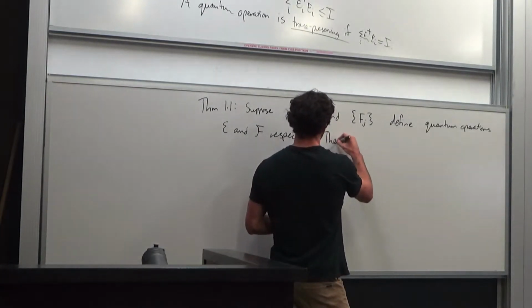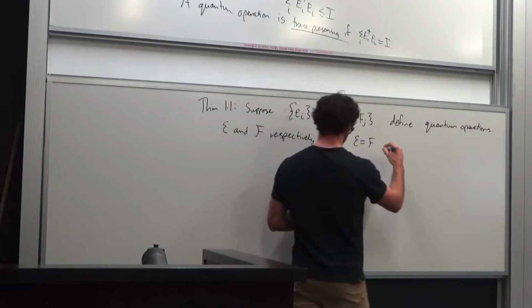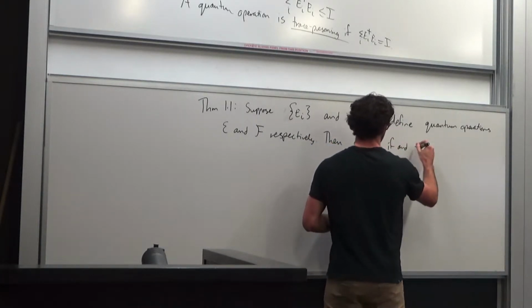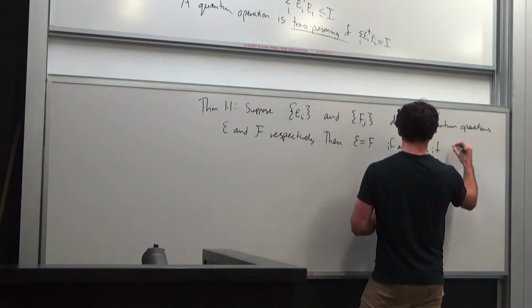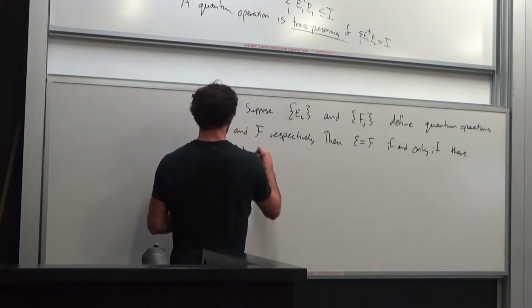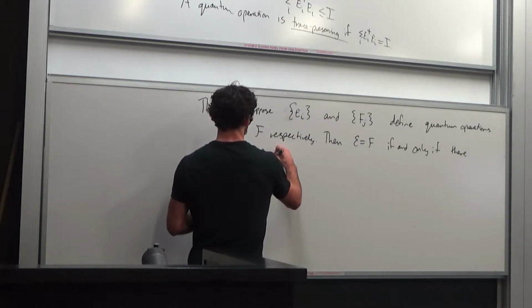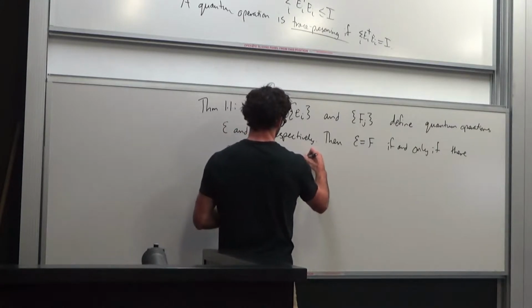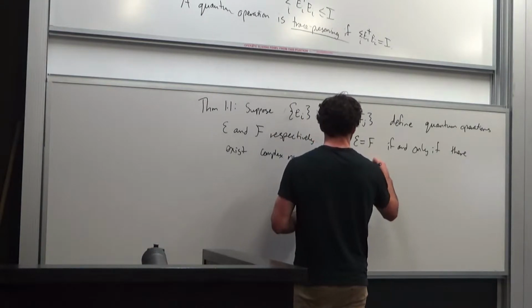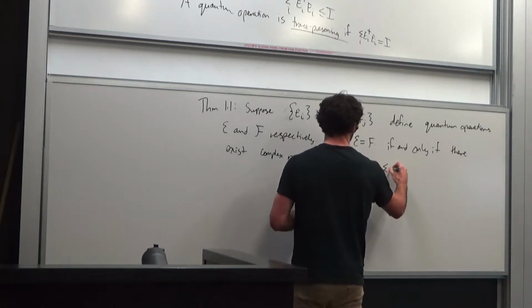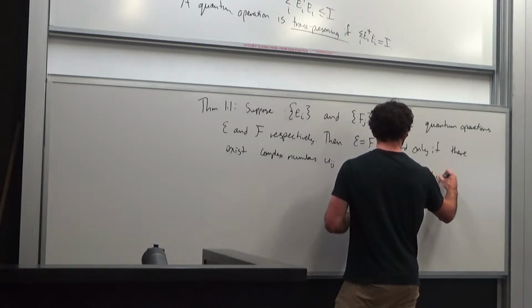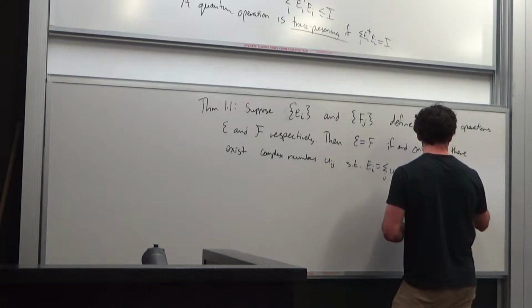So then these two are the same if and only if there exist complex numbers u_ij that form a unitary matrix.